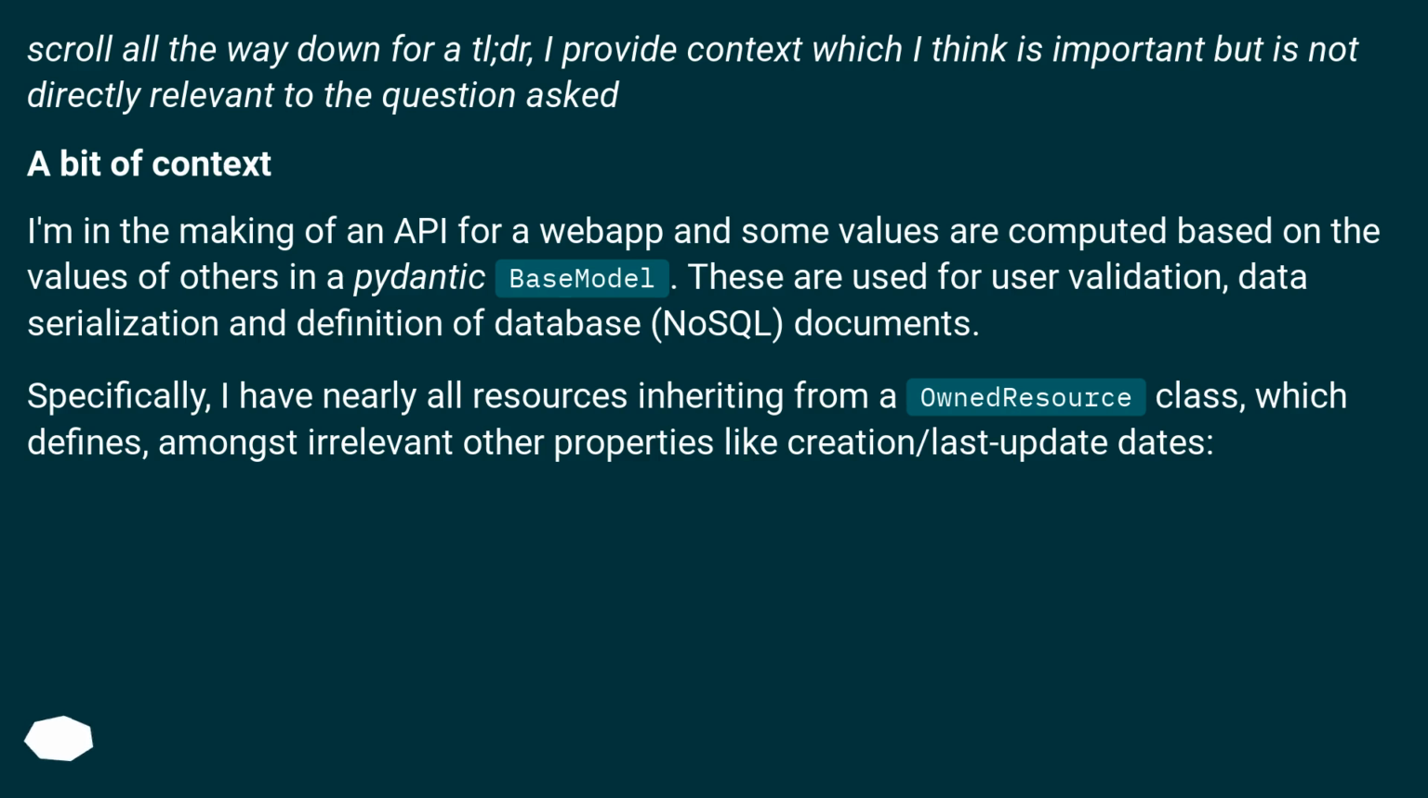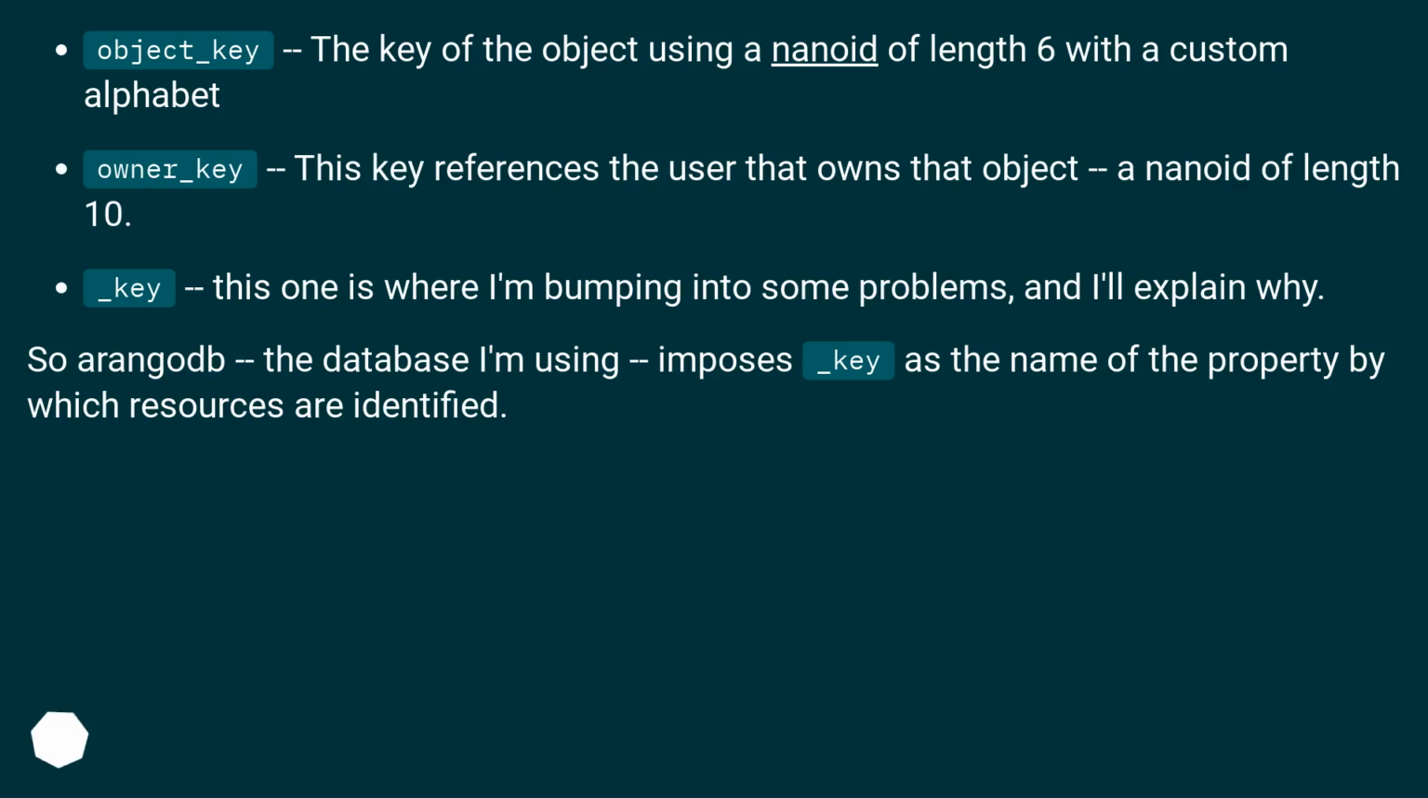Specifically, I have nearly all resources inheriting from an OwnedResource class, which defines, amongst irrelevant other properties like creation/last update dates, object_key, the key of the object using a nanoid of length 6 with a custom alphabet, owner_key, this key references the user that owns that object, a nanoid of length 10, _key, this one is where I'm bumping into some problems, and I'll explain why.